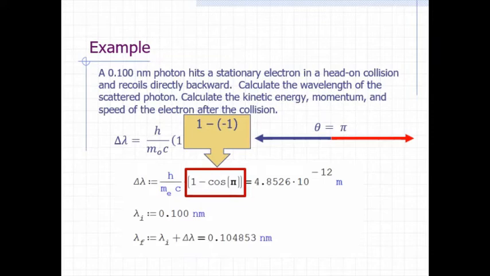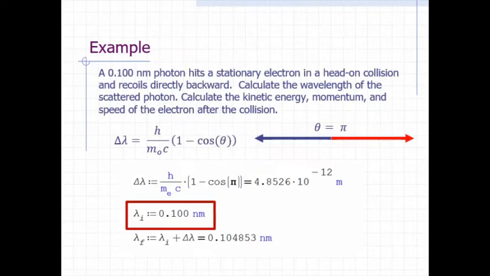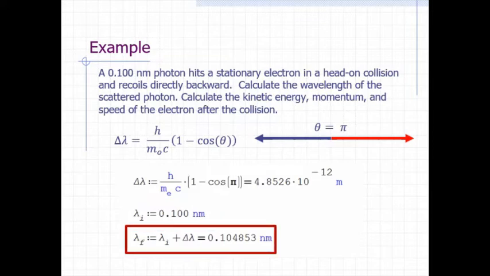The incident wavelength, lambda sub I, is given as 0.100 nanometers. Adding the wavelength shift to this gives us the final wavelength. The wavelength of the scattered light is 0.105 nanometers to 3 significant figures. Additional digits are shown here since we are going to use this number for further calculations.